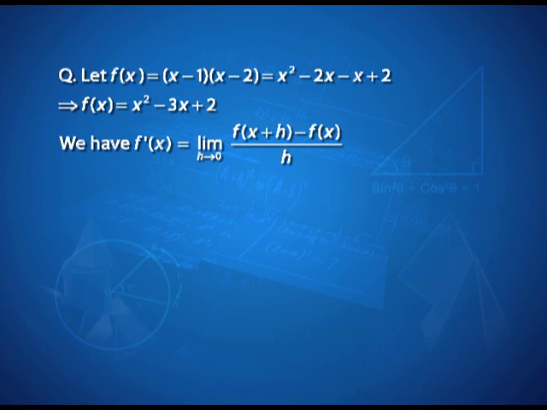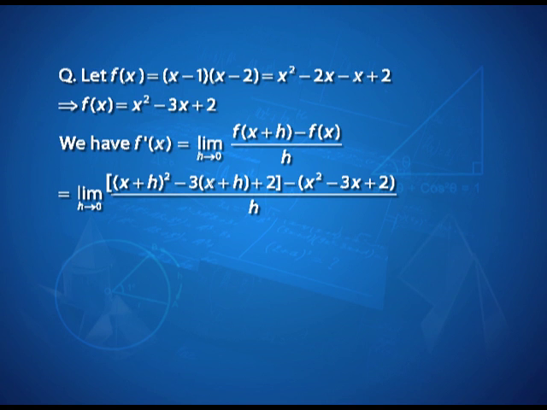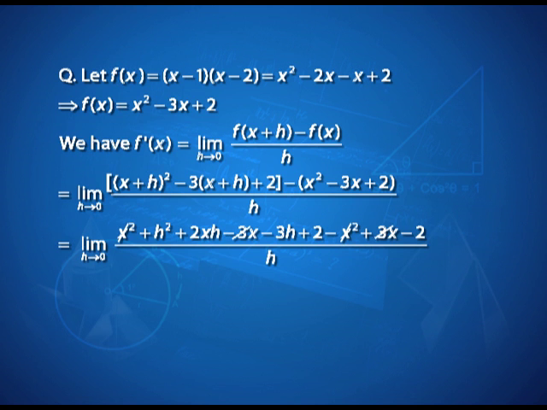Therefore, f dash x is equal to limit of f(x plus h) minus f(x) upon h as h tends to 0, can be written as limit of (x plus h) whole square minus 3 into (x plus h) plus 2 minus (x square minus 3x plus 2) upon h as h tends to 0. That can be written as limit of x square plus h square plus 2xh minus 3x minus 3h plus 2 minus x square plus 3x minus 2 upon h.